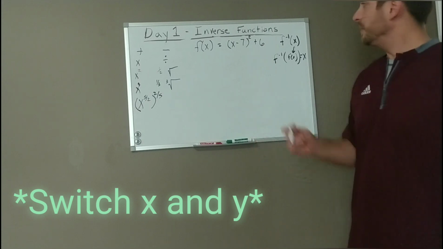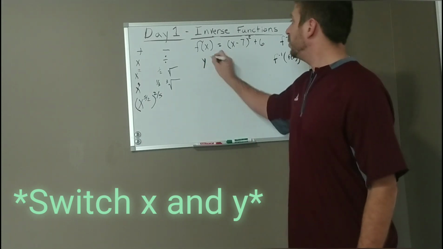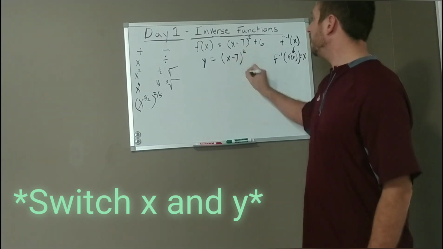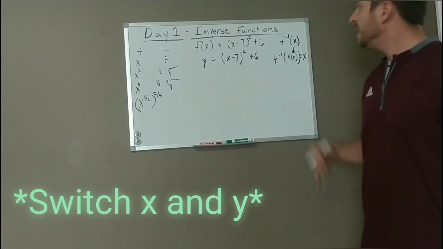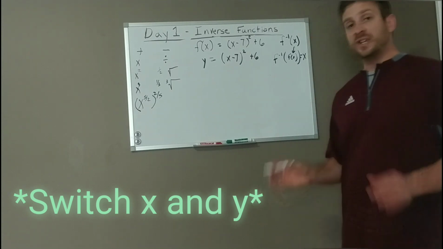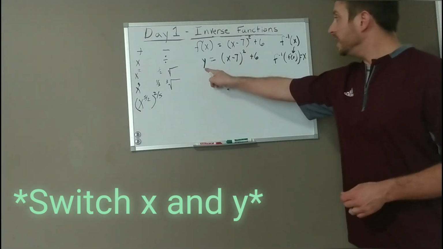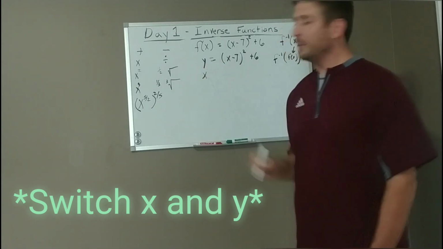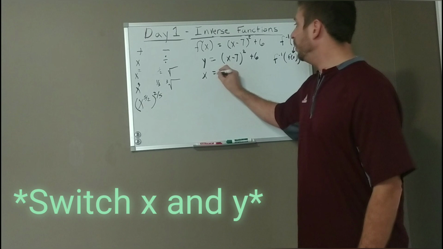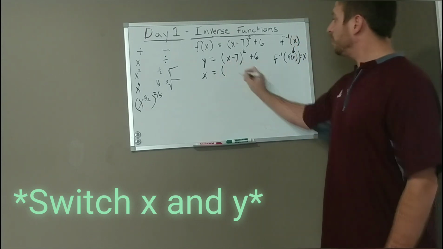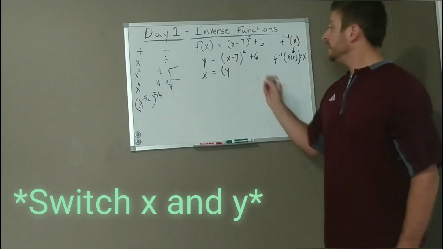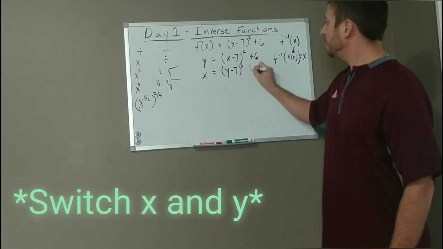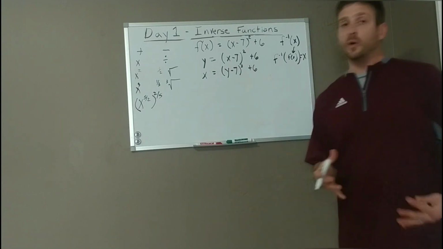f of x means the same thing basically as y, and so we have y equals the quantity (x minus 7) squared plus 6. Now, in order to find the inverse algebraically, we're going to switch the x and the y. So everywhere I see the y, I'm going to replace it with x. Everywhere I see an x, I'm going to replace it with y. So now we have x equals (y minus 7) quantity squared plus 6. Now we're going back to middle school.